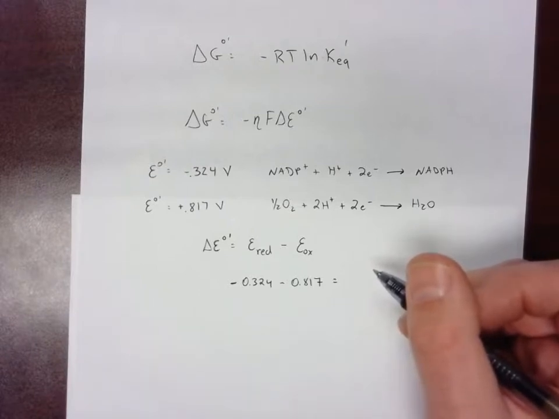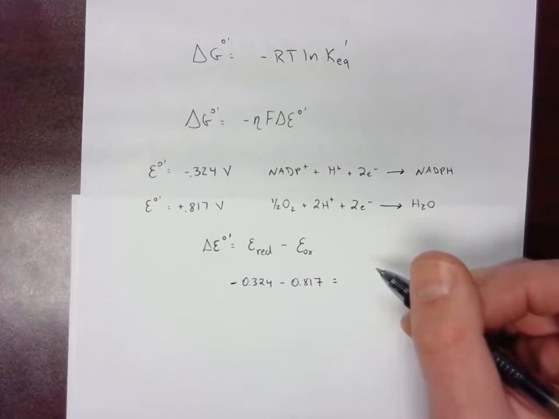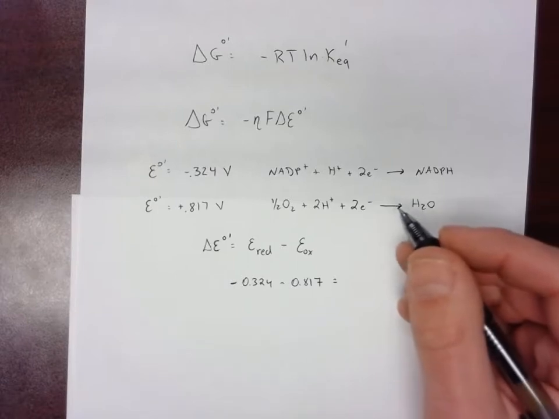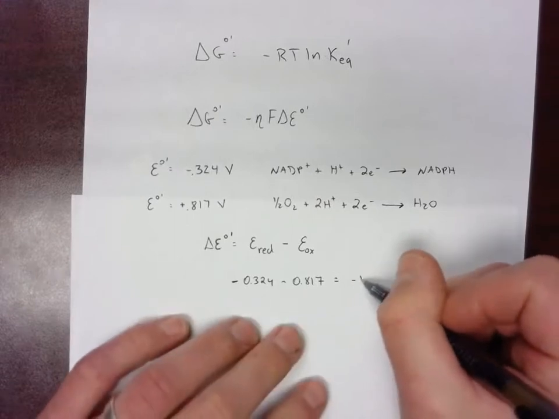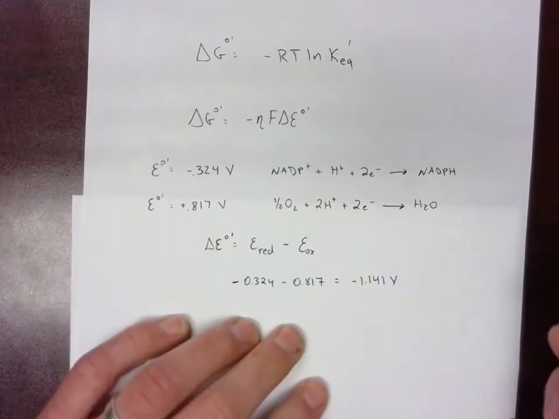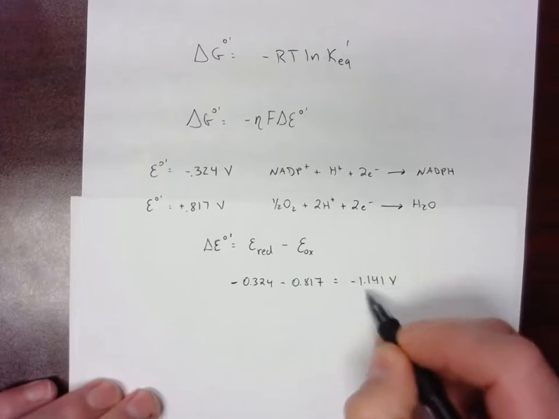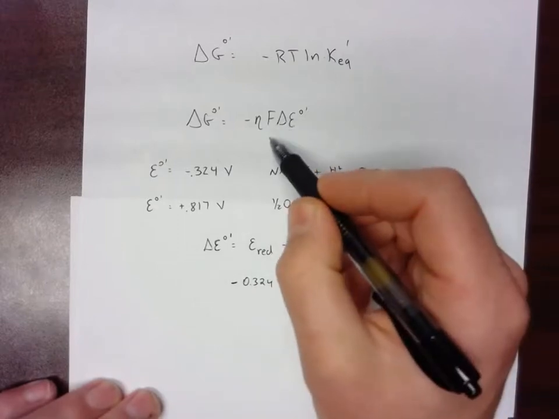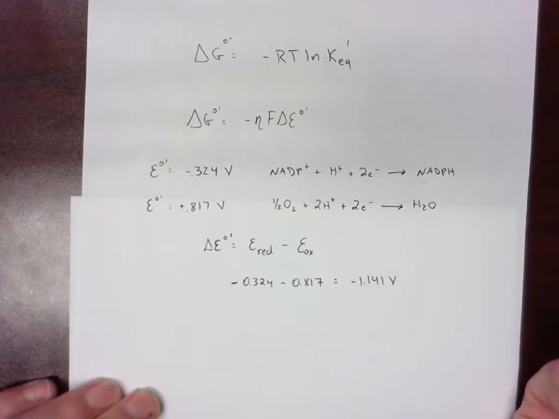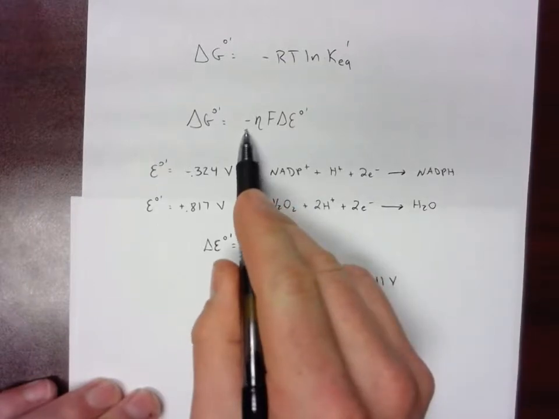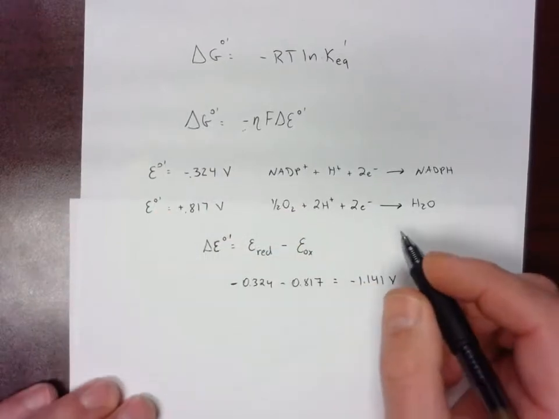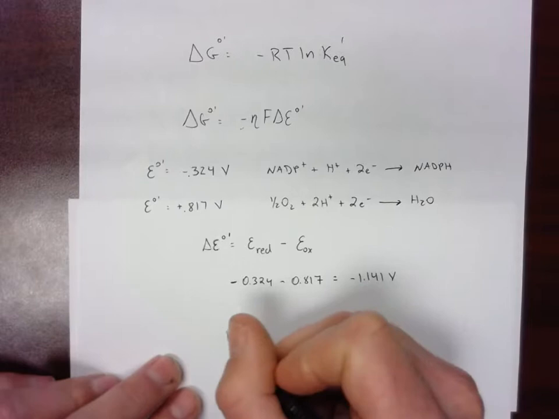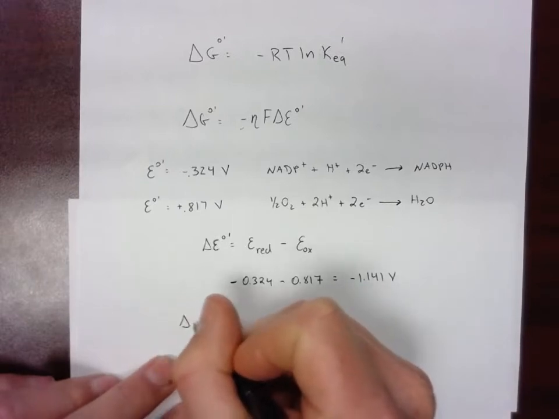And this is going to equal the delta E of the reaction. And so this is actually going to be a negative value, which means it's not going to be spontaneous. So negative 1.141 volts. Anytime it's a negative voltage and we plug this into the delta G equation, we know that it's going to be endergonic because there's a negative here. So a negative value here means this is going to be positive and therefore endergonic.